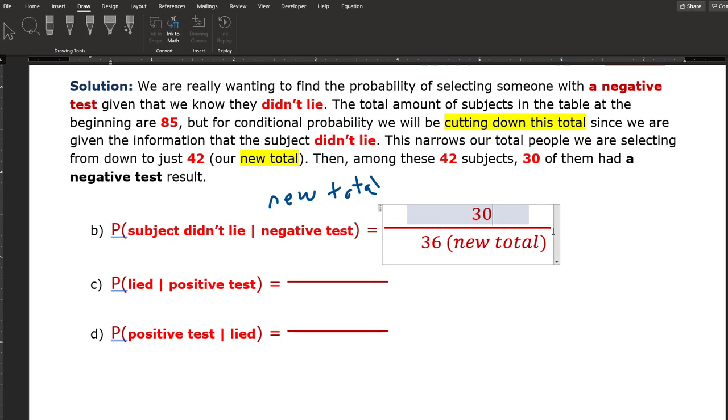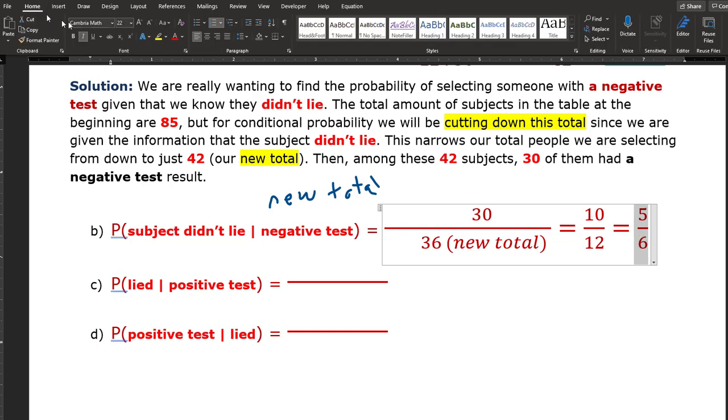And then you'll just simplify that fraction right there. I'm just going to simplify it by dividing the common factors. So that's 10 over 12, which ends up being 5 over 6. I guess that's good enough. That's going to be my answer.